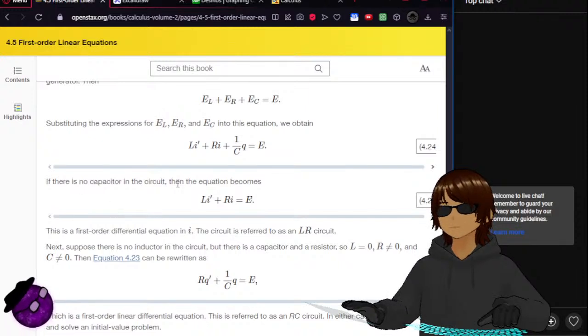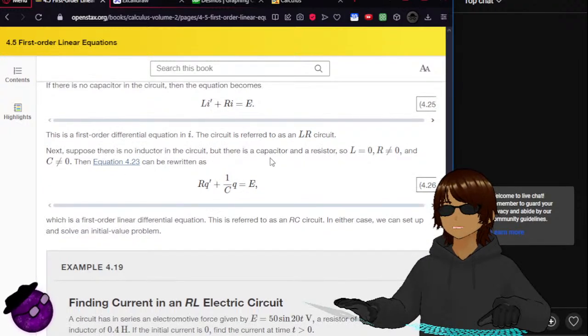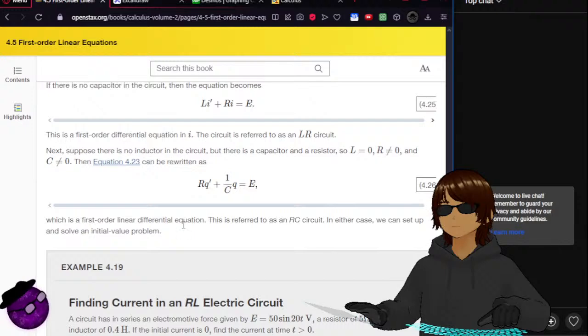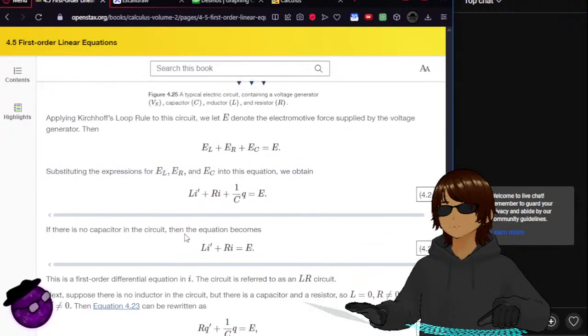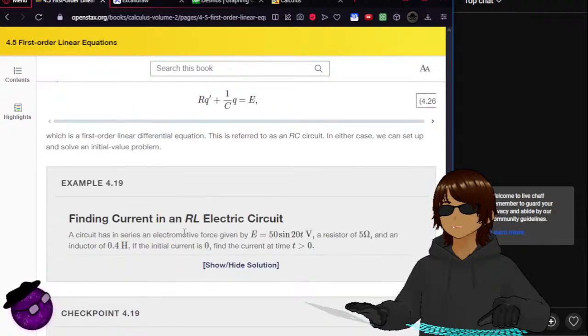If there's no capacitor in the circuit, then the equation becomes this. This is a first order differential equation in I. The circuit is referred to as an LR circuit. Now suppose there is no inductor in the circuit, but there is a capacitor and a resistor. Then the equation can be written as this, which is a first order linear differential equation. This is referred to as an RC circuit. In either case, we can set up and solve an initial value problem.